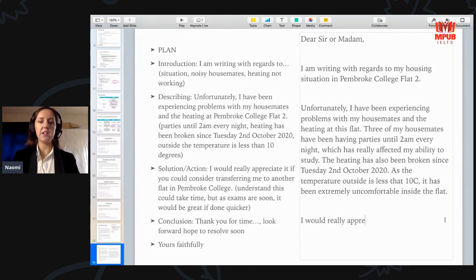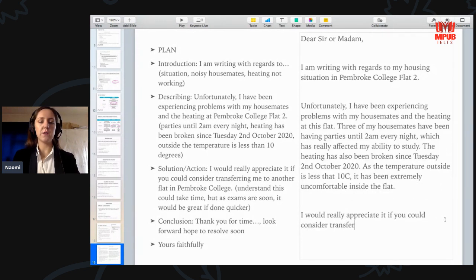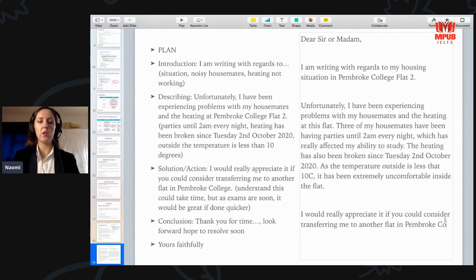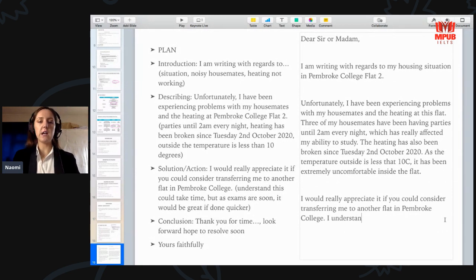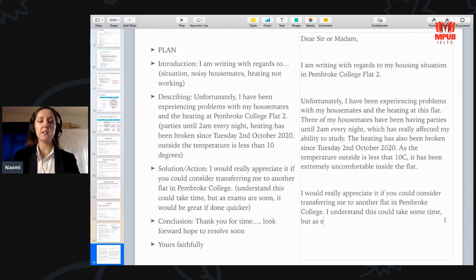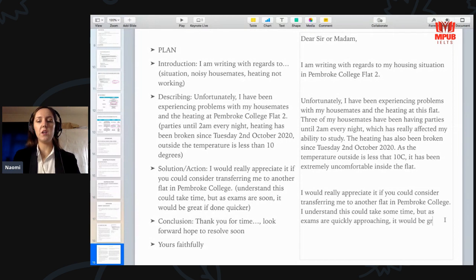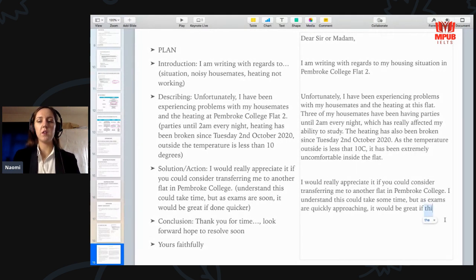I would really appreciate it if you could consider transferring me to another flat in Pembroke College. I understand this could take some time, but as exams are quickly approaching, it would be great if this could be done as soon as possible.